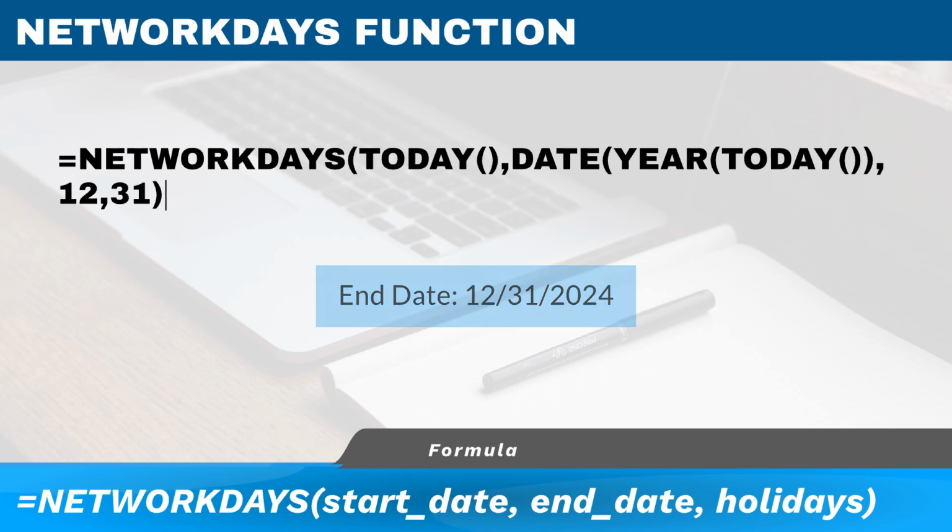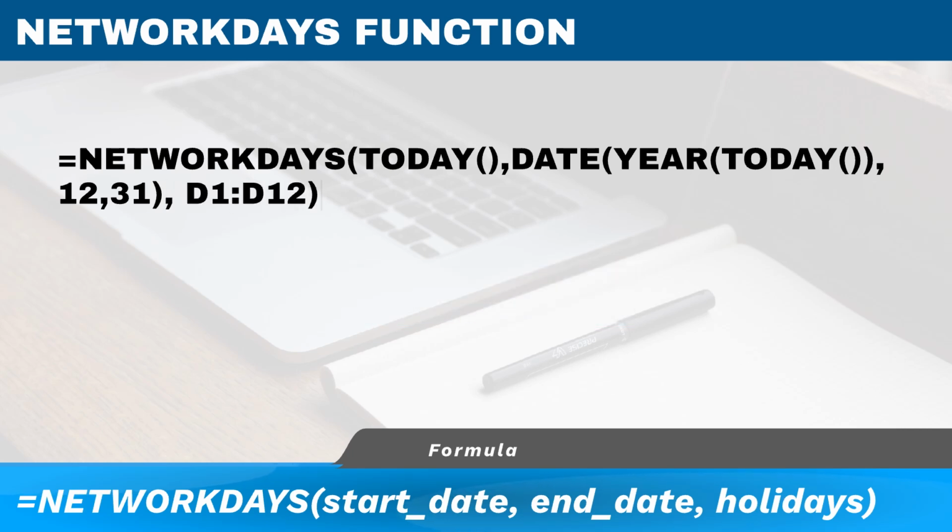If we want to exclude specific holidays, we would add a reference to the cells containing the list of holiday dates. For example, if cells D1 to D12 contain the holiday dates you wish to exclude, you would adjust the formula to reference these cells. The calculation would then exclude any workdays that fall within the dates listed in cells D1 through D12.